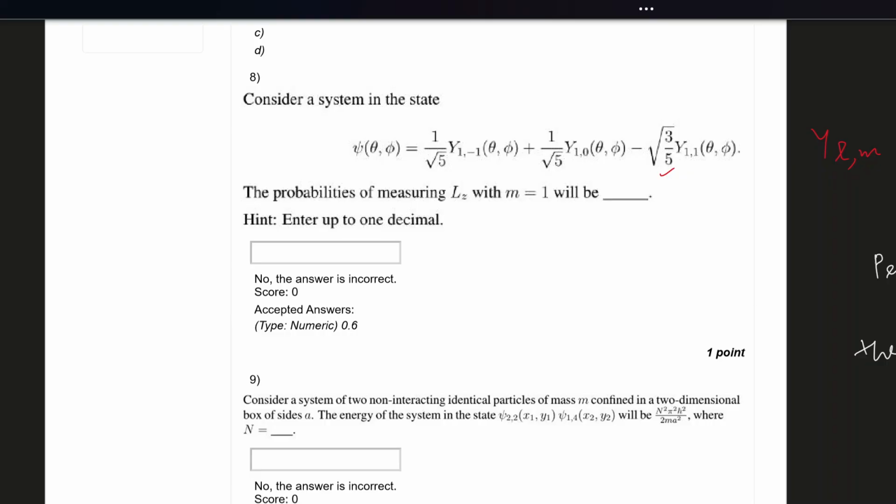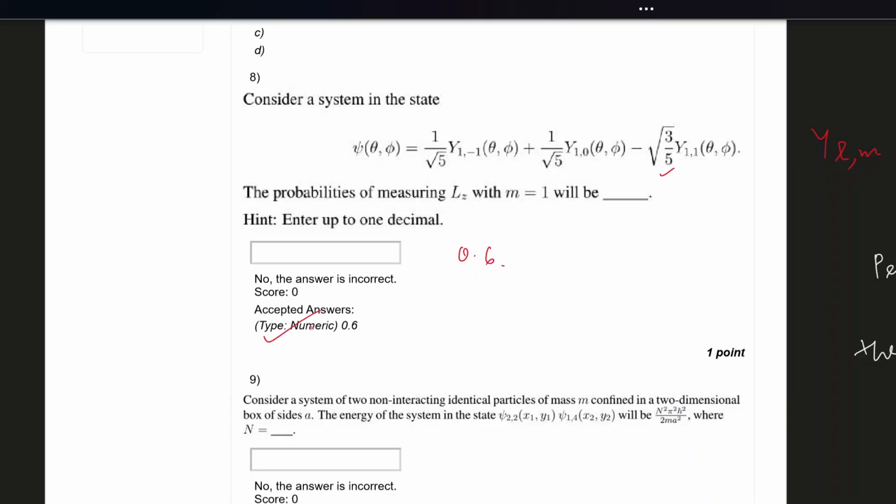So this option will be this whole thing whole mod square. That means if you have this whole mod square, then the probability will be equal to 3 by 5, which is 0.6. So this answer will be 0.6. Okay, so this is also done.